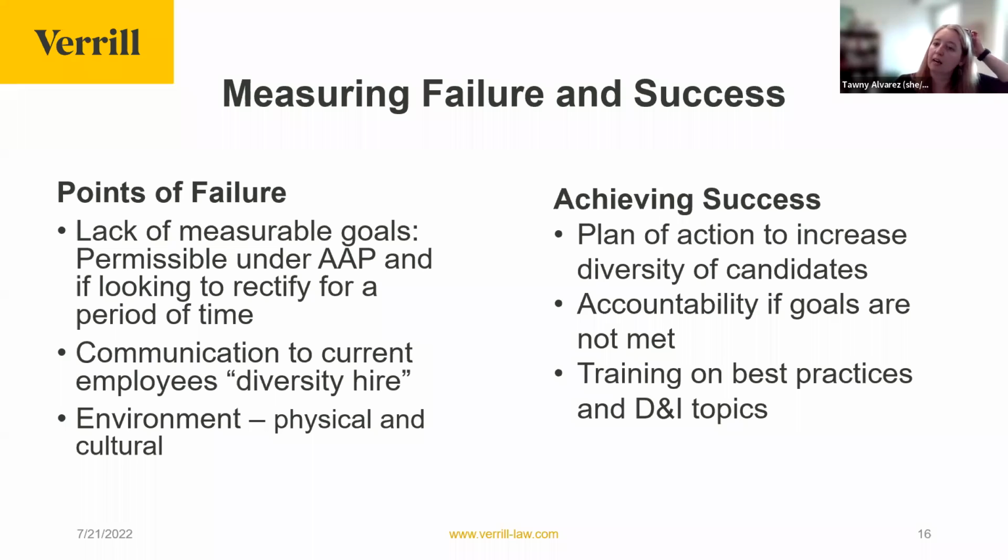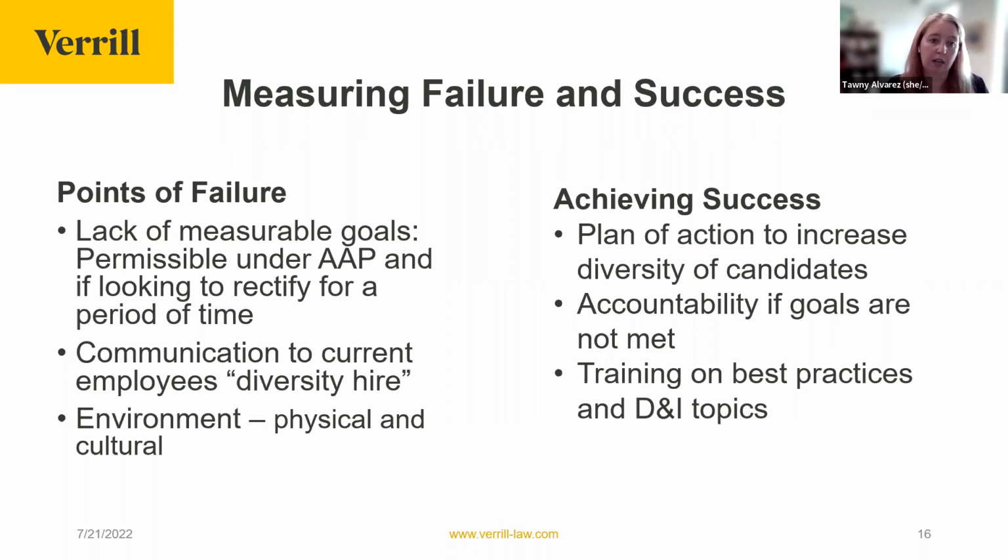And then underlying all of this, and most important, is cultural issues. So culturally, what does your environment look like? And I'm not just talking about the emotional cultural aspects, but also the physical space. Is it open and inviting? Does it have diverse artwork on the walls? Those types of comments and concerns.